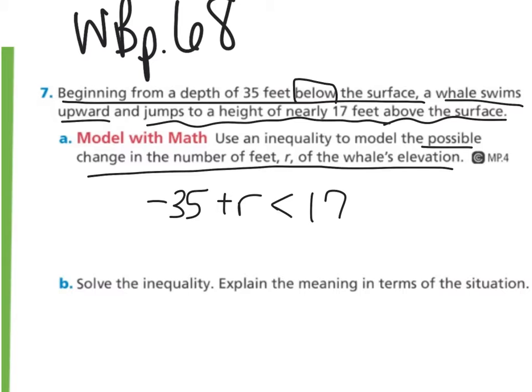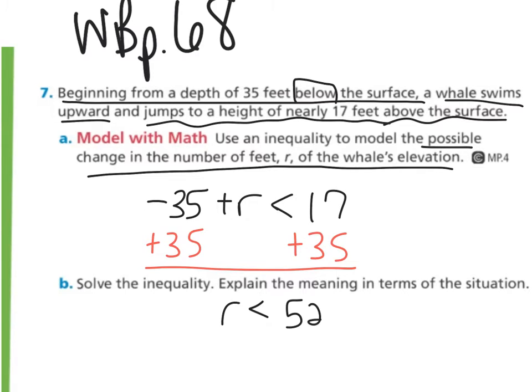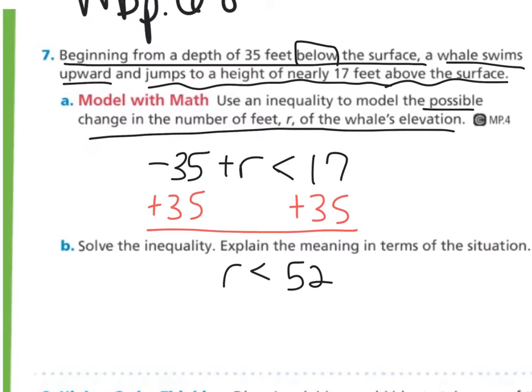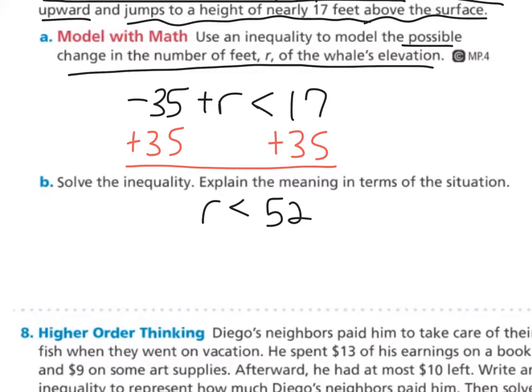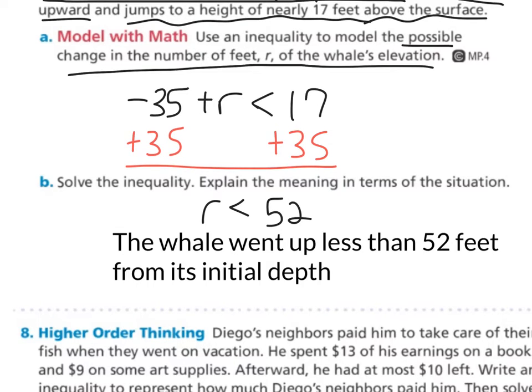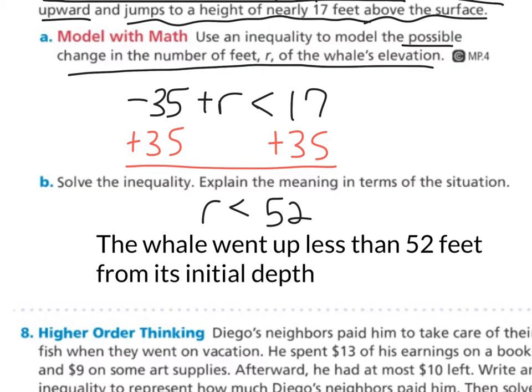And then for solving this, actually this is a negative 35 we have to get rid of. So we would actually need to add 35 on both sides to get those to cancel. And that would be 52. And so what that means then, for part B, it says explain the meaning. So we could say that the whale went up less than 52 feet from its initial depth.